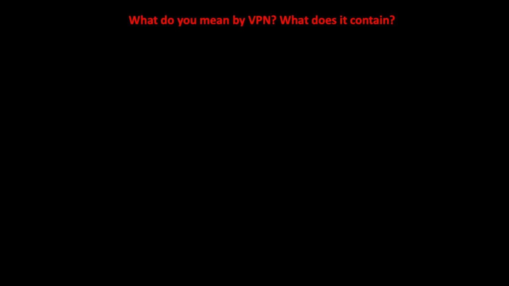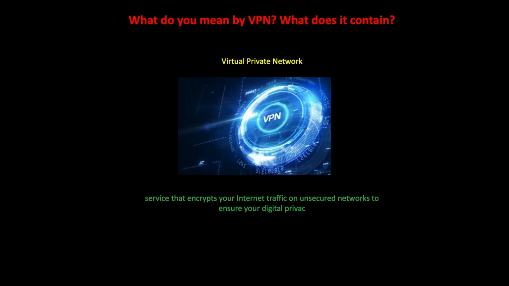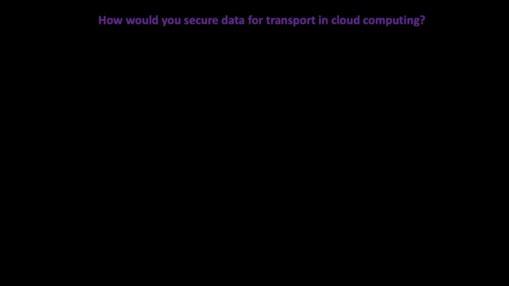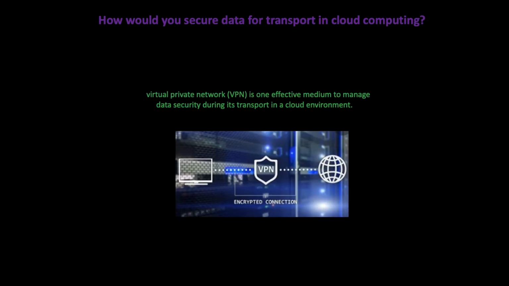What do you mean by VPN? What does it contain? VPN stands for Virtual Private Network. A VPN is a service that encrypts your internet traffic to ensure your digital privacy, hide your IP address, and protect your online data from third parties. How would you secure data for transport in cloud computing? During data transport, we should ensure that no one can intercept the data as it moves from one point to the next in the cloud. A virtual private network would be an effective way to manage data security during the transport in a cloud environment.